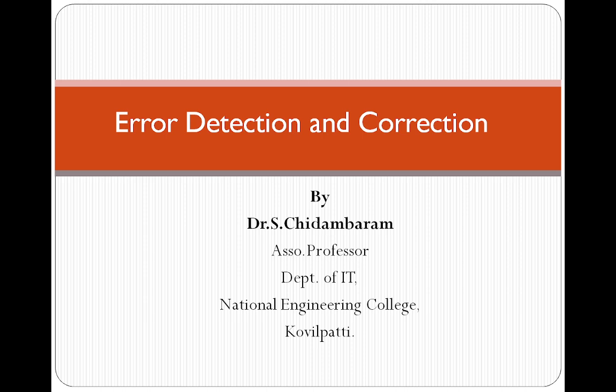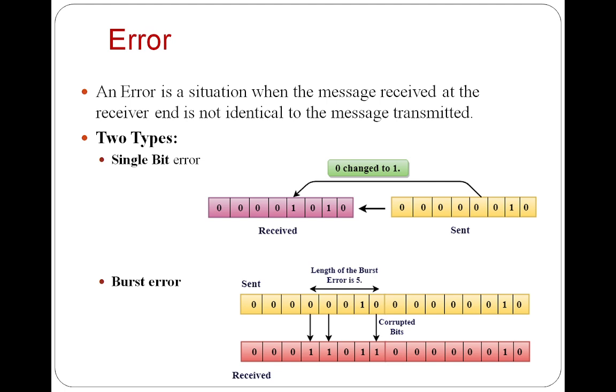So if there is a problem, if an error happens in such data communications, how are we going to detect the error and how are we going to correct those kinds of errors in the data communication? Now let us move on to the first topic, that is error. What is meant by error, at which place does the error happen, and which are the different types of errors that happen during the transmission?